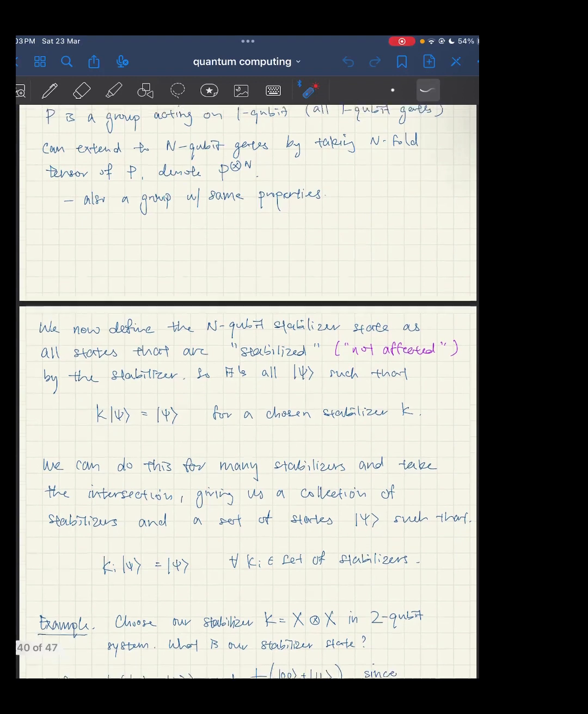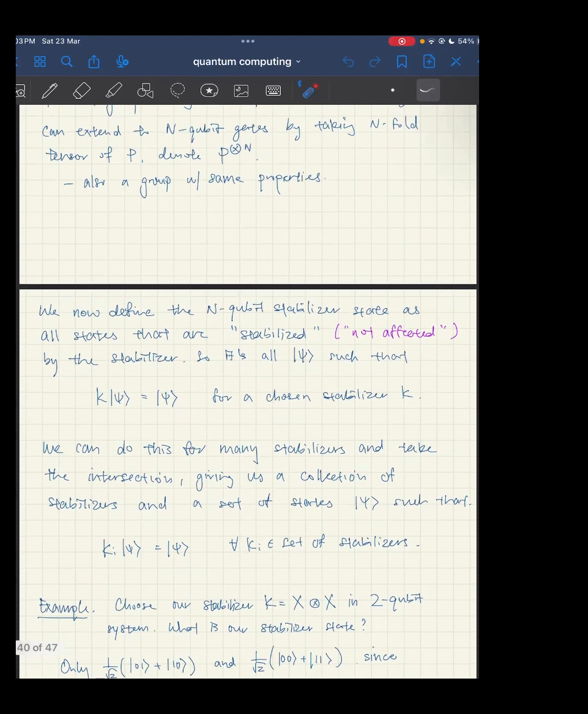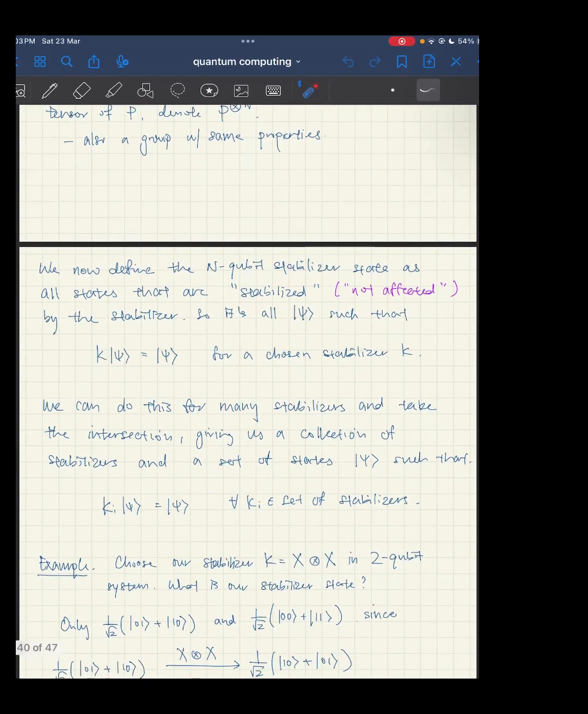And the idea behind stabilizer code is that we can do this for many stabilizers. So we choose a few stabilizers, we find out the stabilizer states of all of them, and we take the intersection. And this will give us a collection of stabilizers as well as a set of states psi, such that K_i of psi equals psi for all the stabilizers that we have.